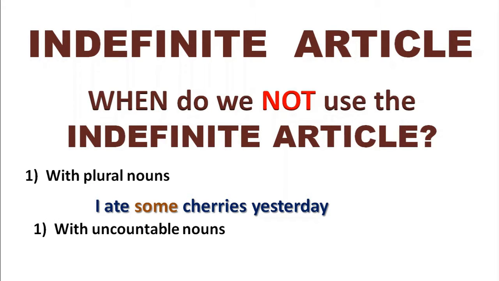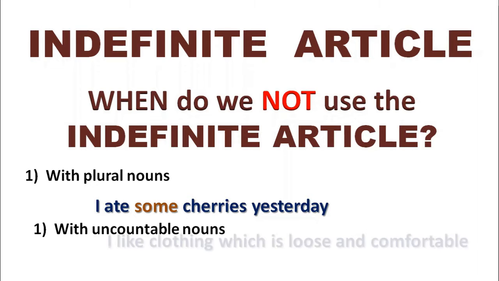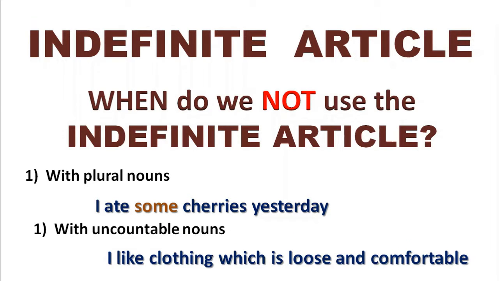So for example, here we have a sentence, I like clothing, which is loose and comfortable. Clothing is an uncountable noun. I'm going to put in a word of caution here. Be careful with uncountable nouns. In general, there's a lot of nouns out there which we may think of as uncountable, but which we actually use frequently in a countable sense. So what we're actually saying here is we don't use the indefinite article when we're using nouns in the uncountable sense. And I'll explain that a little again later on.